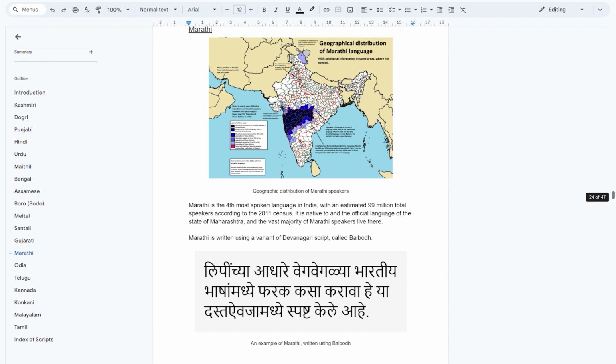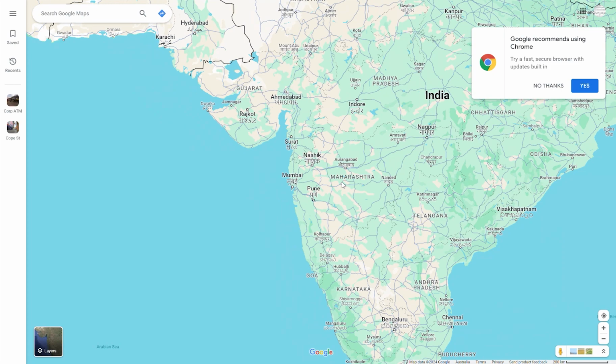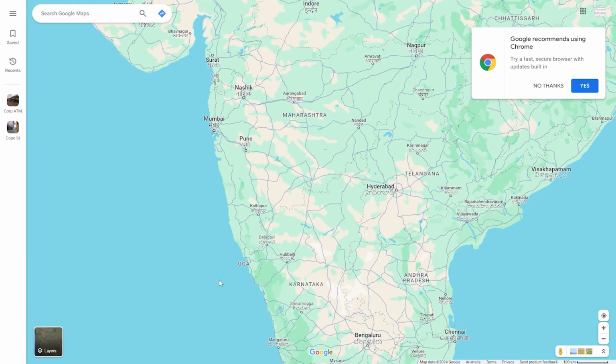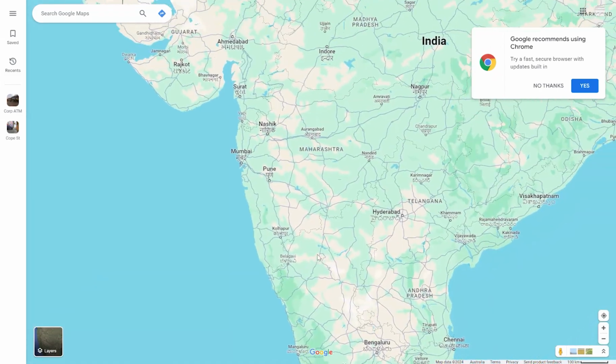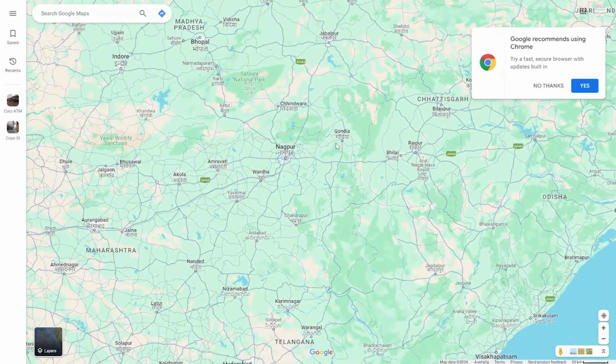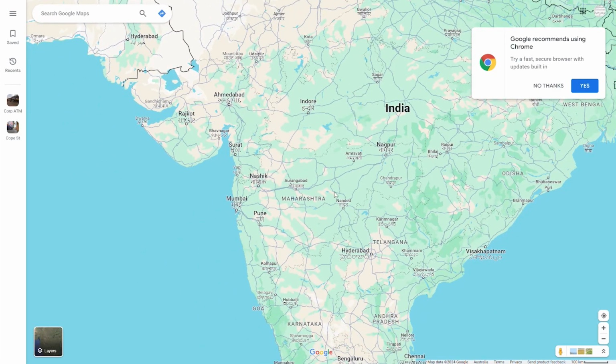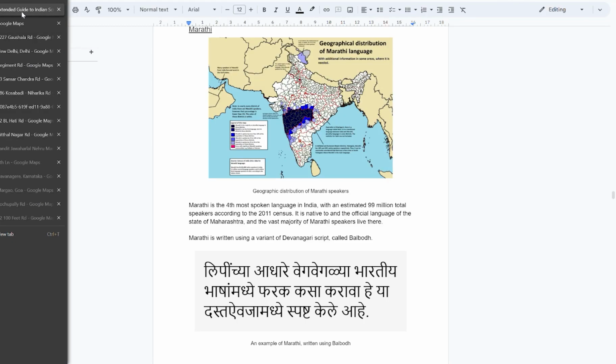So, moving on now to Marathi. Marathi is the fourth most spoken language in India, with an estimated 99 million total speakers in the 2011 census. So it's the native language and the official language of the state of Maharashtra, which, if you look at it on the map, is sort of the state south of Madhya Pradesh and Gujarat. It extends pretty far down the coast to Goa, and pretty far west all the way up to this northern border here, and sort of curves down. It's a very big state with a huge population.